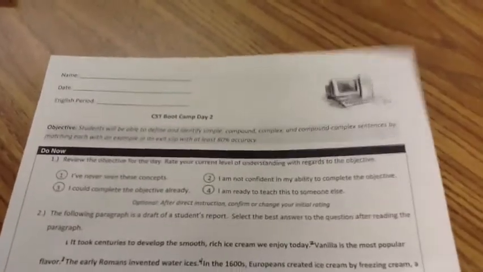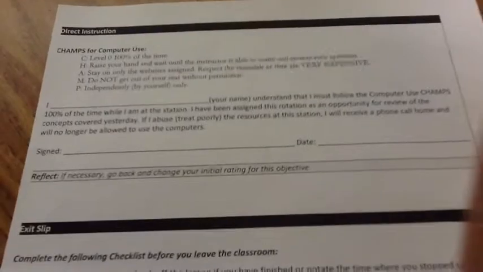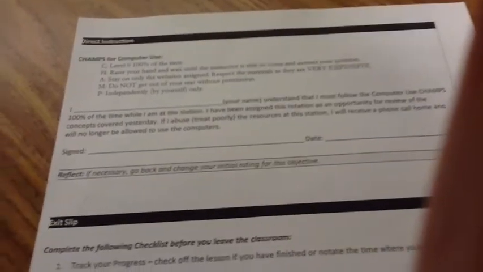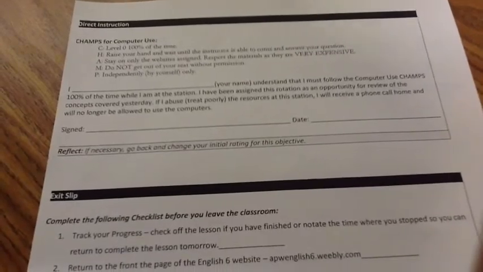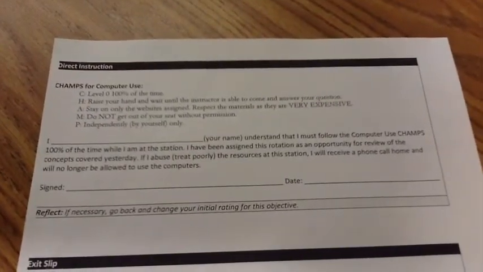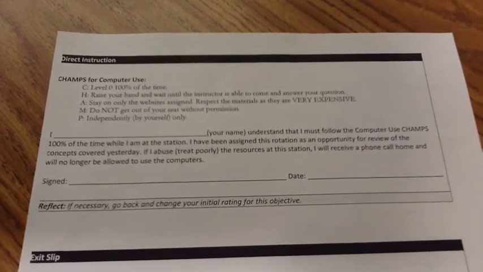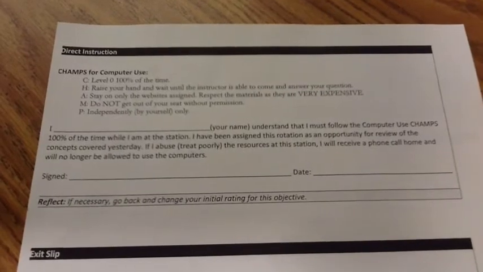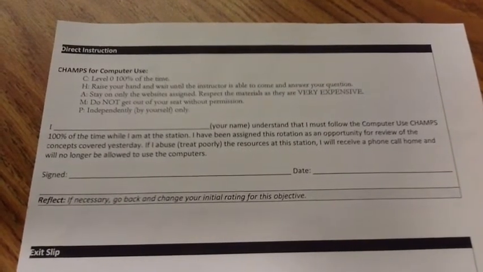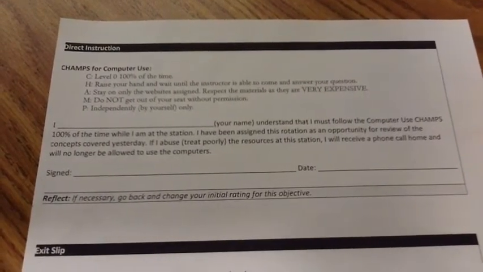Before we review the Do Now, we're going to turn to the back of our paper and go through the CHAMPS under direct instruction. It is very important that we follow the CHAMPS for the use of computers. So let's go through that at this time to make sure we understand what's expected of us while we work on the computers. For C, our conversation level should be at a volume level 0, 100% of the time.